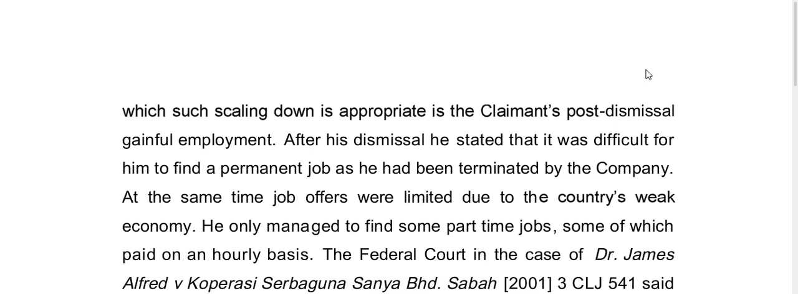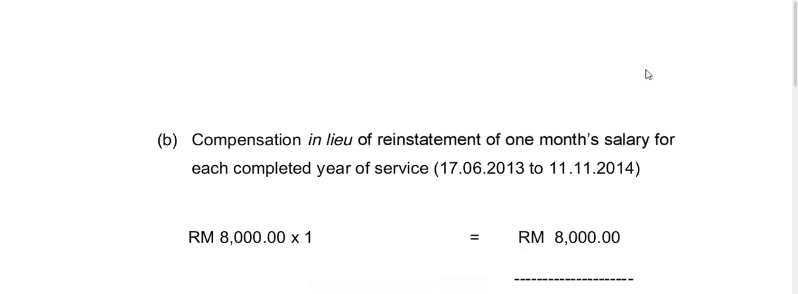The salary is multiplied by 24 months. This is the amount of the damages, because in this case he was not reinstated, so he cannot get his former job back. The 10% is post-dismissal earnings, meaning after he was dismissed he got a job somewhere else, so the court reduced 10%.